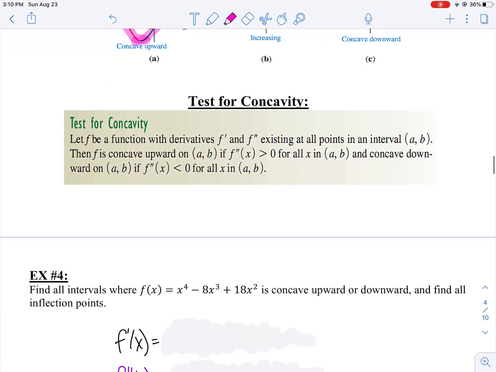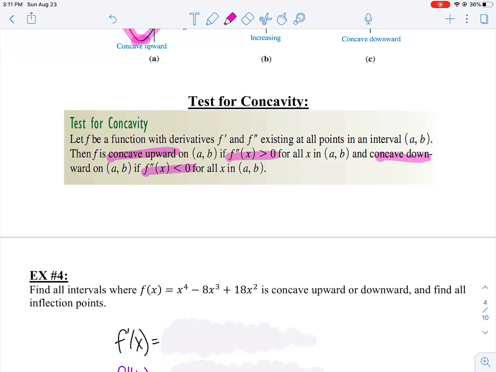Now the test for concavity. It says here, let f be a function with derivatives f prime and f double prime existing on all points in the interval. Then f is concave up on that interval if the second derivative is positive. So it's concave up when the second derivative is positive. It's concave downward if the second derivative is negative.